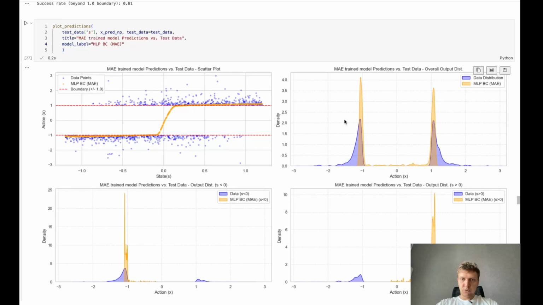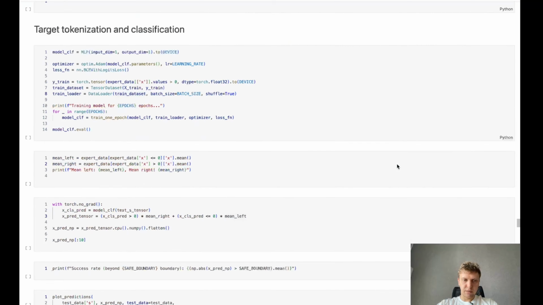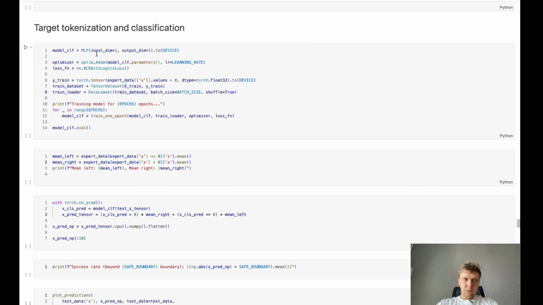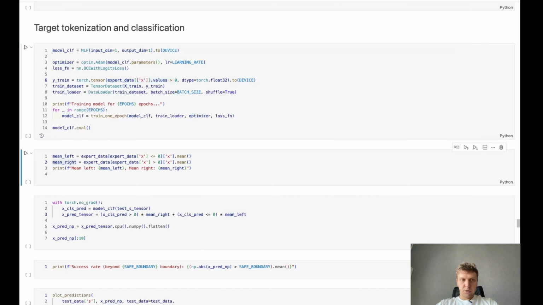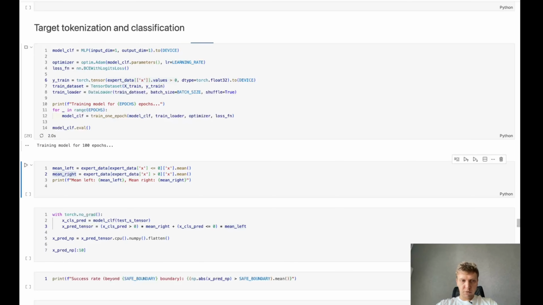I will simply use the left side as one cluster and the right side as another cluster. And I will use the same model with the same parameters, but I will train it as a classification model, and it will just simply predict the side of the target, so whether our x is positive or negative. Let's train this model. Again, it will take like 5-6 seconds.